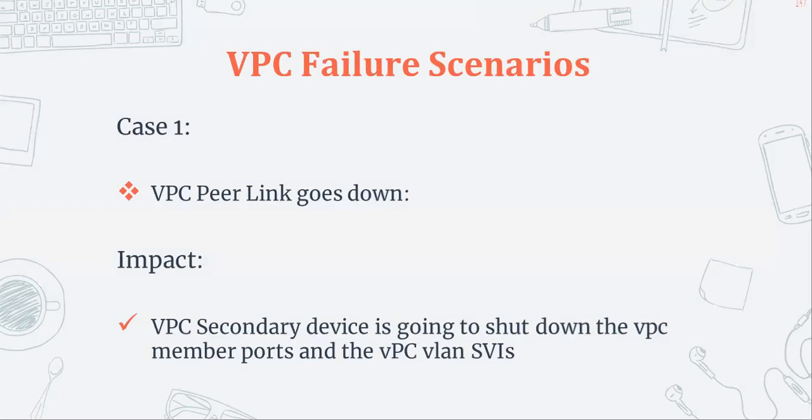In this section, we will discuss different VPC failure scenarios. So the very first case is when the VPC peer link goes down. The impact of this will be that the VPC secondary device is going to shut down all the VPC member ports and the VPC VLAN SVIs. Okay, so let's check it with a practical.